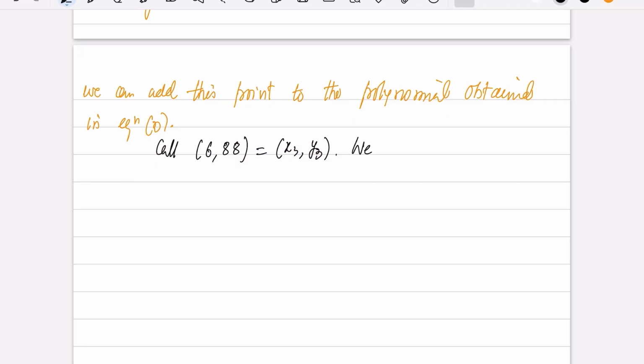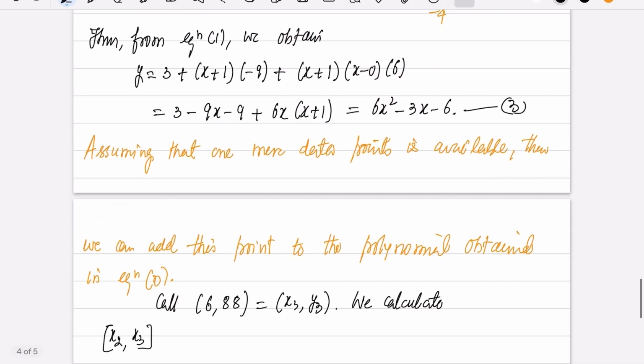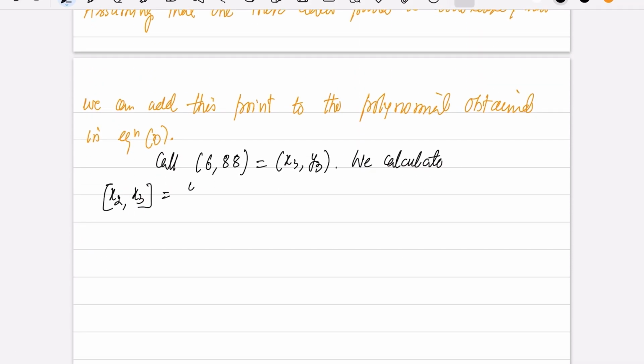So now we calculate the new differences like [x2, x3]. We have already computed the difference [x0, x1], then [x1, x2], and now we will compute [x2, x3] also, which is defined as y2 minus y3 divided by x2 minus x3. So this is equal to 39 minus 822 divided by 3 minus 6. Now this finally becomes 261.